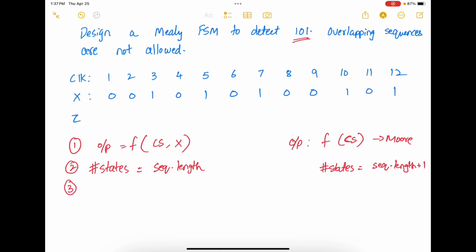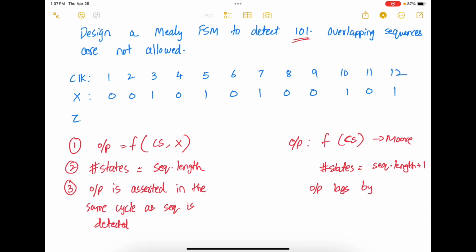Point number 3 is that in a Mealy machine, output is asserted in the same cycle when the sequence is detected. In the Moore machine, output lags by 1 clock cycle. So using this information, let's try to figure out the table here.